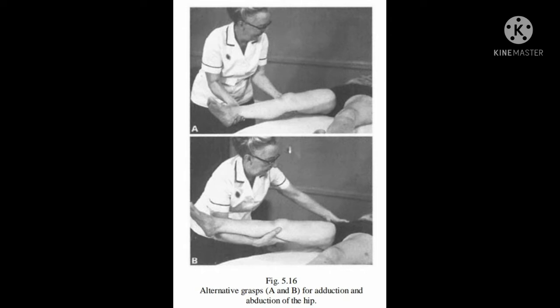The alternative grasp to perform hip abduction and adduction is: one hand of the therapist is over the pelvic area to stabilize the pelvis and the other hand is over the posterior aspect of the knee.